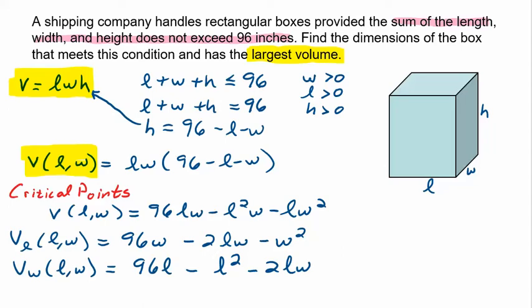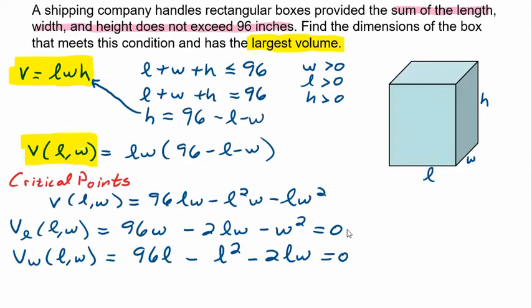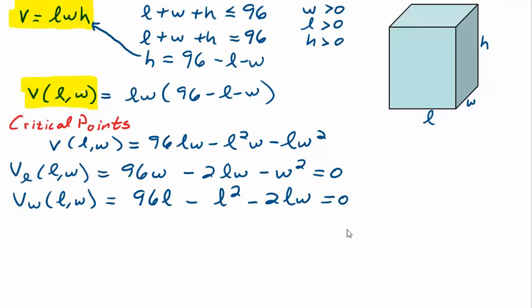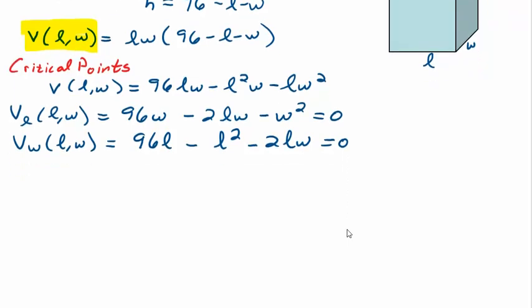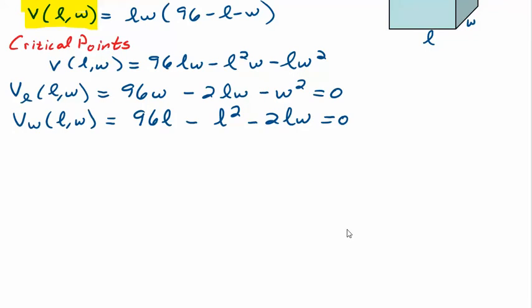All right, so remember, if we have a critical point, that means that we need both of these to be equal to 0. Okay, so I noticed that both of these have a factor. The first one has a factor of W, and the second one has a factor of L. So I'm going to go ahead and factor those out. So for the first equation, we'll factor out a W, and we'll get 96 minus 2L minus W equals 0. And the second equation, I'll factor out an L.